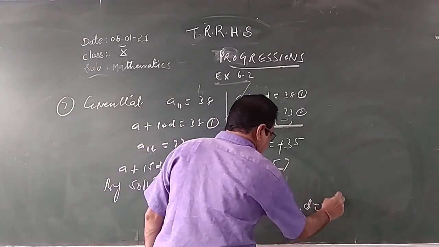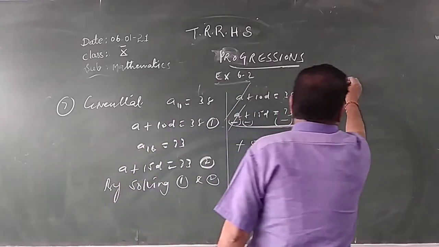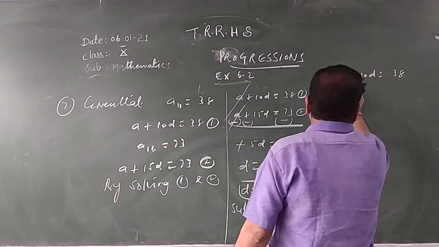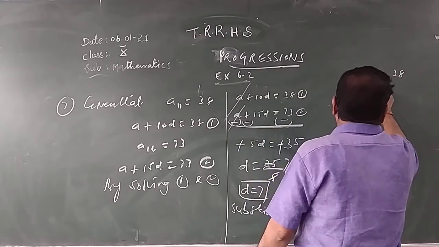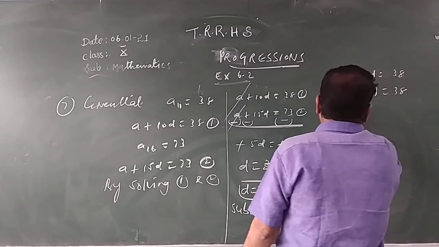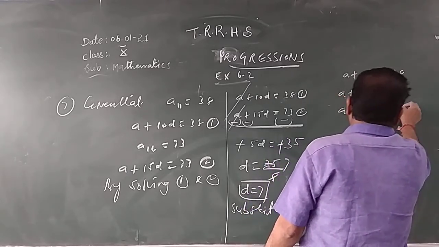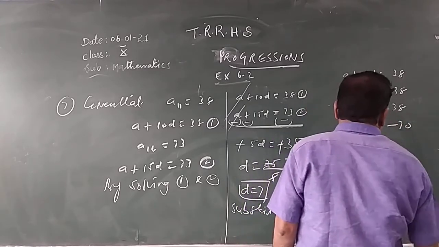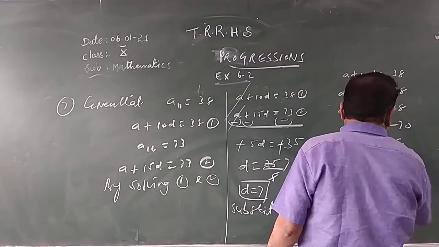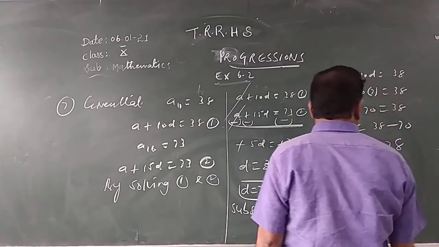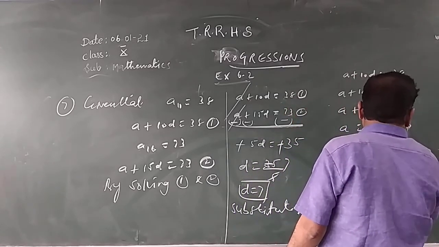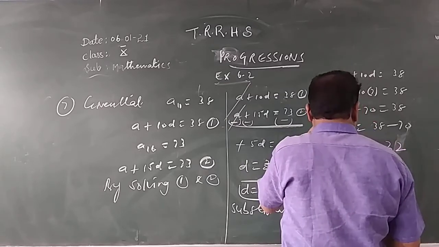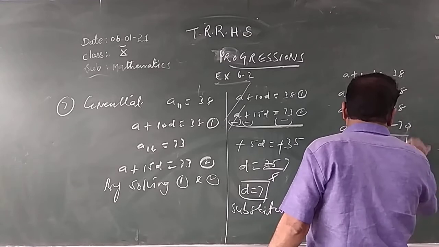So substituting d equal to 7 in the first equation. What is the first equation? A plus 10d is equal to 38. A plus 10 into the d value, which is 7. So a plus 70 equal to 38. A is equal to 38 minus 70. A is equal to minus 32. A is equal to minus 32.